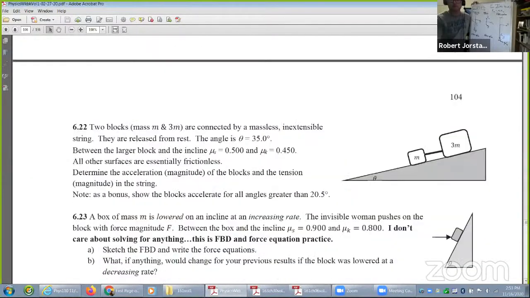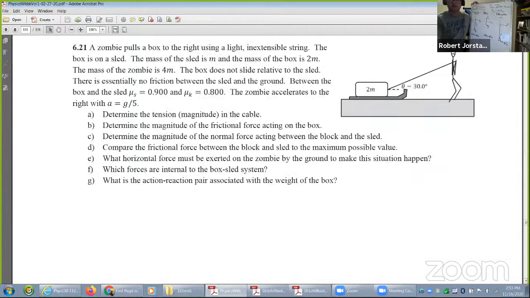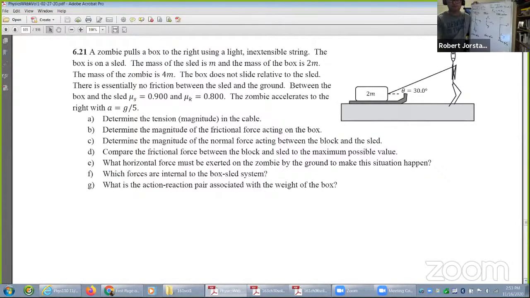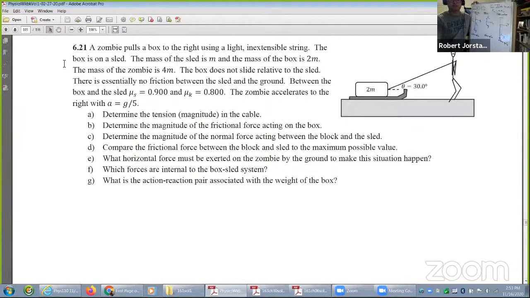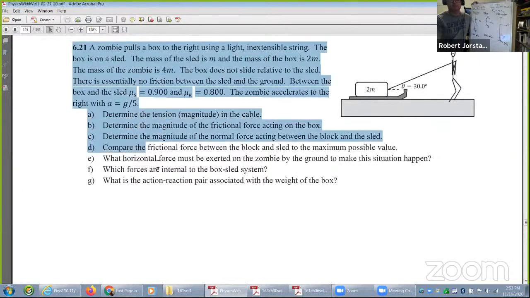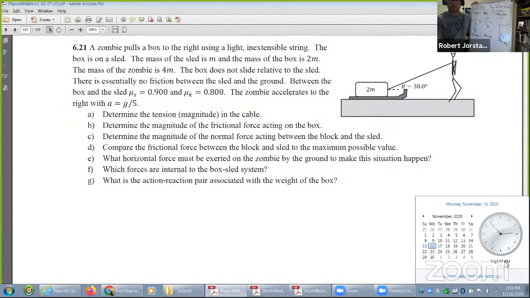Here's a favorite of mine. Let's try 6.21. I'm going to give you a couple of minutes. We'll say till 2:55 there or something.